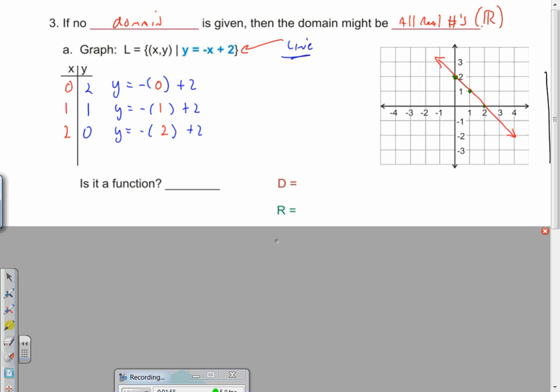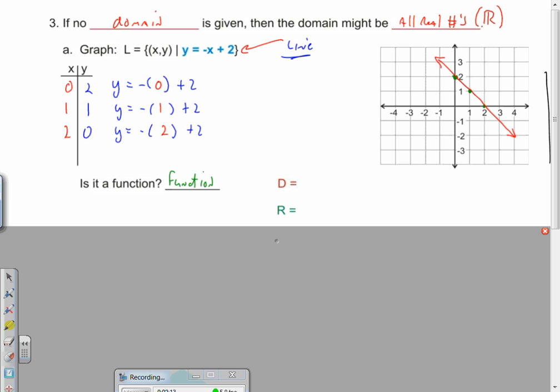All right, if you look at that line, does it pass the vertical line test? Is this a function or just a relation? In other words, can you find a vertical line that hits the red line in more than one point? And the answer is you cannot, so it is a function.